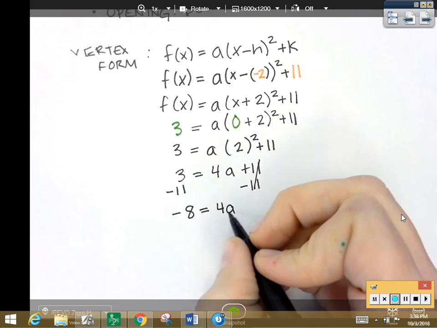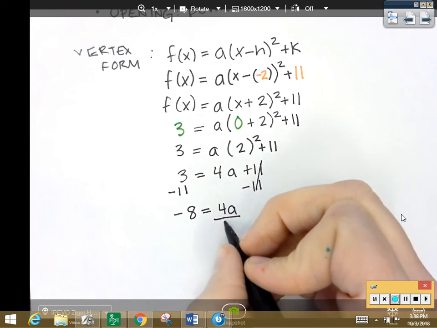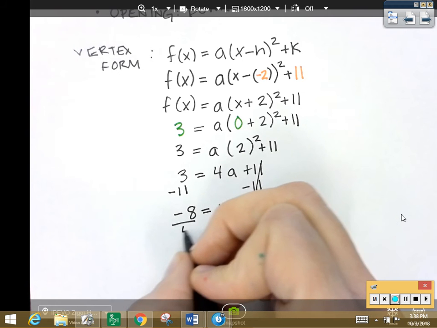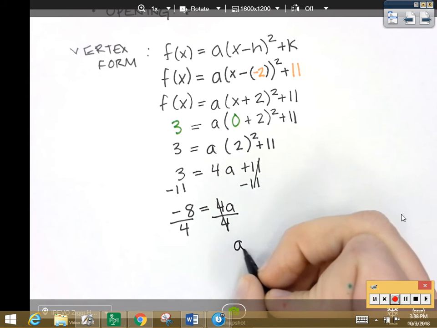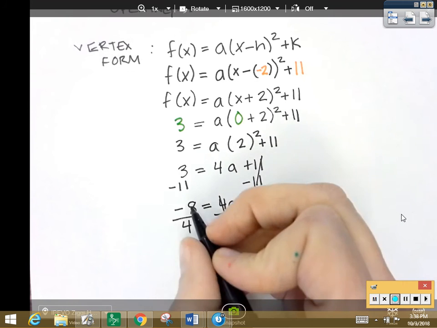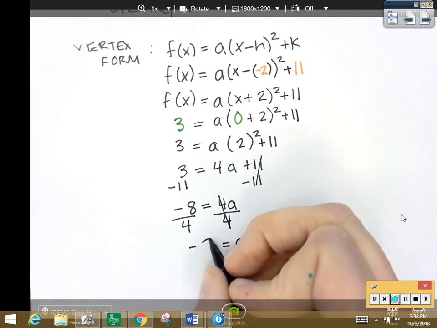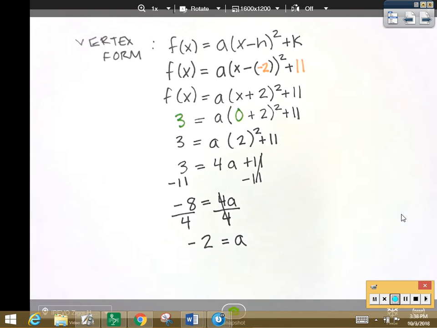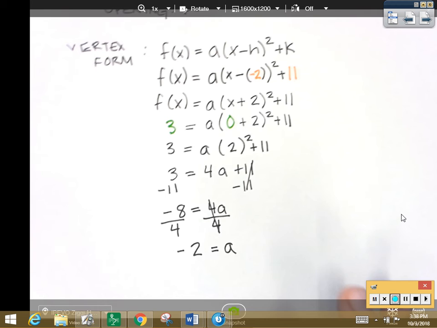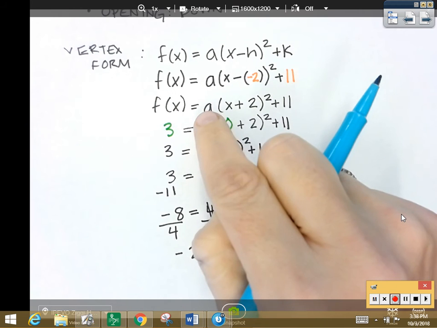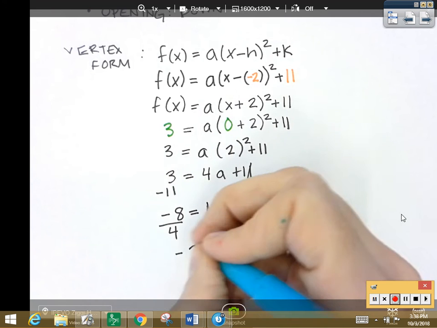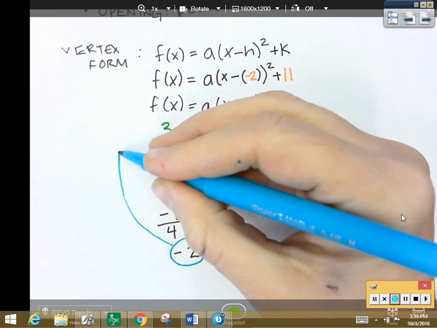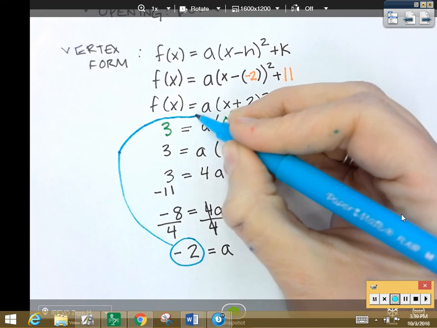And then if I'm going to solve this for a, I have to do the inverse of multiplying by 4. So I'm going to divide by 4 on each side of my equal sign. So when this divides, 4 divided by 4 is just 1. And so I'm just left with a equals, and then -8 divided by 4 is -2. So what I was looking for was a value to complete my vertex form of my quadratic function. So I'm going to take this -2 and I'm going to plug it in for this a right here.